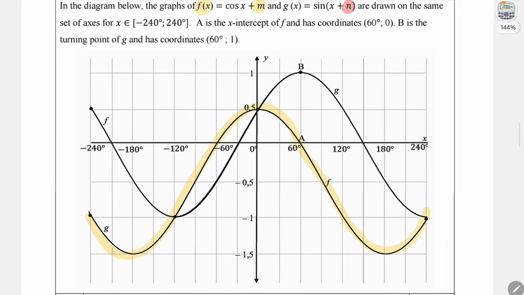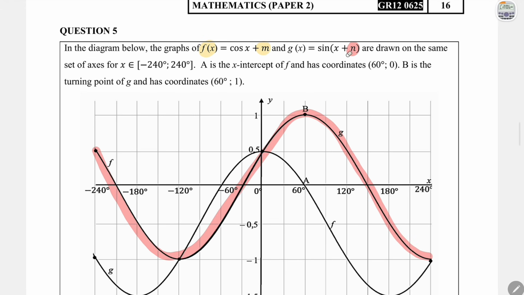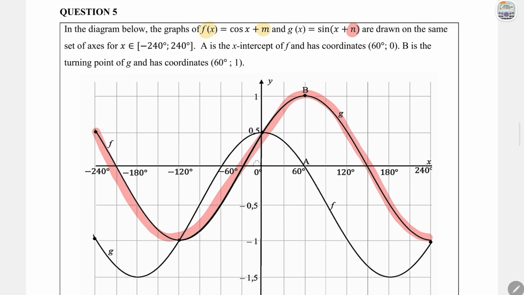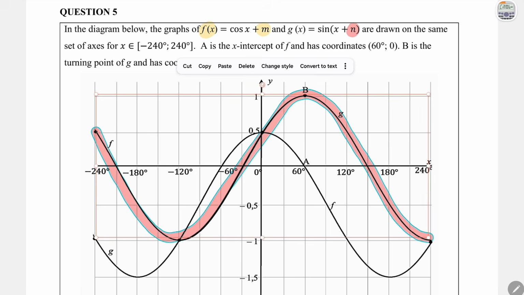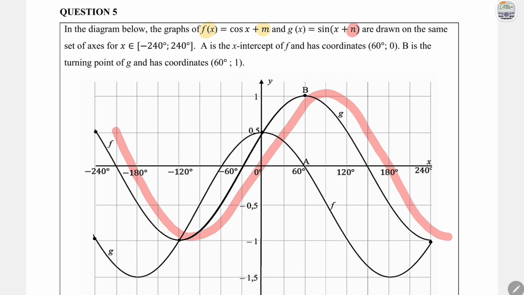N, looking at the graph of g. What happened to this graph to get it to this point? We have an n applied to the x, meaning this was either shifted to the left or the right. Remember that it is a sine graph. Naturally, on the original sine graph, y equals sine x, the y value of 0 would always appear at 0 degrees. So this is what the graph should have looked like, but it was shifted.